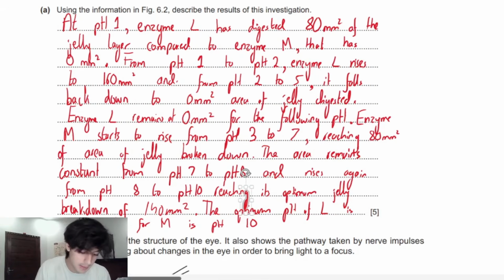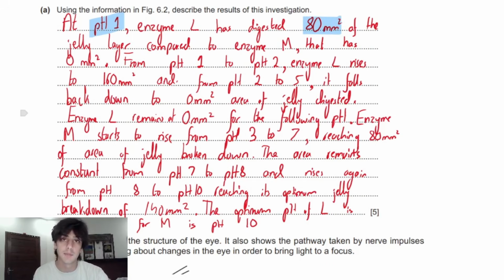Number 1, we first said that we're going to start from the beginning. So at pH 1, enzyme L has digested 80 mm² of the jelly layer. Keep in mind when you're quoting data, please include the units. Over here, the jelly layer compared to enzyme M that has 0.